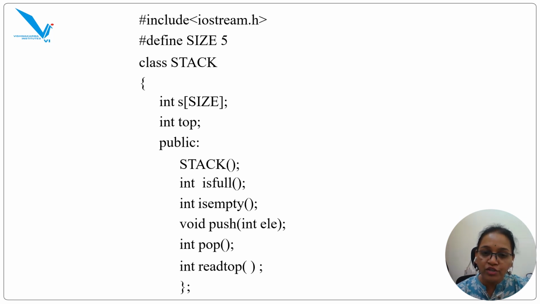So push function does not return anything. So return type is void. And integer element, which element I want to push, that also we need to pass. Then integer pop function will just pop out the element, remove the element which is on the top. It will return that element which it has popped out. So return type is integer. And integer readtop. So readtop function is going to read which element is on the top and return you that. So return type is again integer.